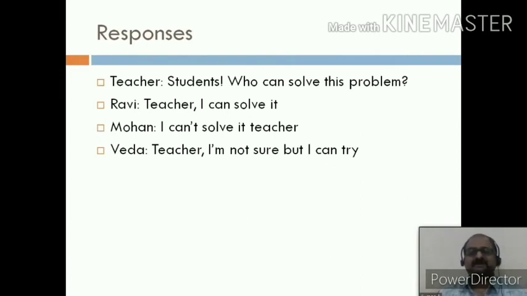Or you don't have the ability, you don't know how to do that problem, where Mohan says, I cannot solve it, teacher. Or sometimes you either do not have the ability, or you have but you feel you do not, but you want to try. So you can always respond by saying, teacher, I'm not sure, but I can try. So I can at least try. Though I do not have the ability to solve this problem, at least I can try. This is one of the ways of responding.